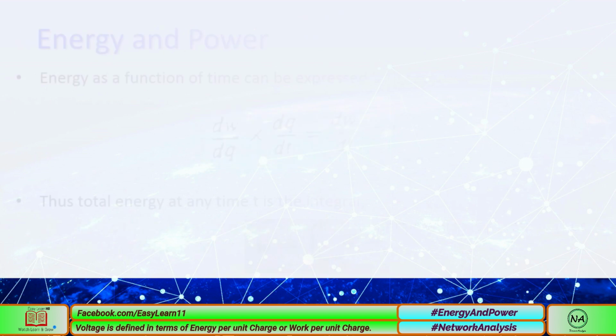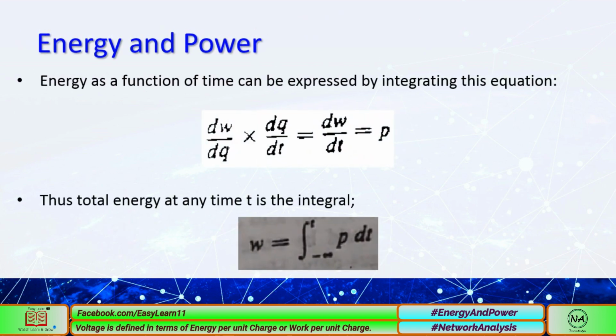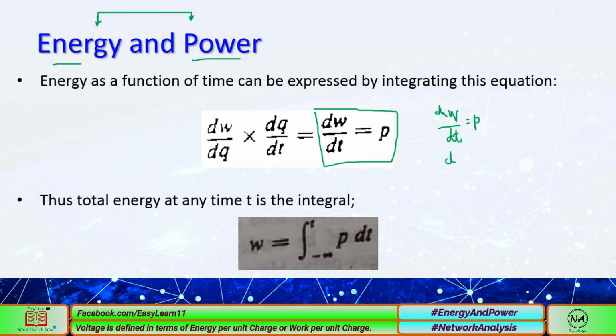So let us now take the integral of these two terms. Energy as a function of time can be expressed by integrating this equation. Now we are going to define a relationship between the power and the energy. This can be done by considering this equation. Power is equal to dw over dt. Just take dw to the right place. Don't do anything to p, and multiply by dt.